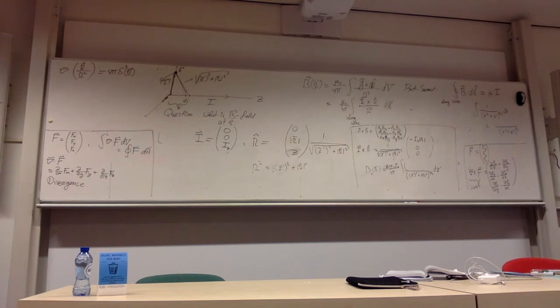Life would have been much easier if there had been an x still in the numerator. But we have x over a to the power 3 times the square root of x squared divided by a squared plus 1. You got this from somewhere?